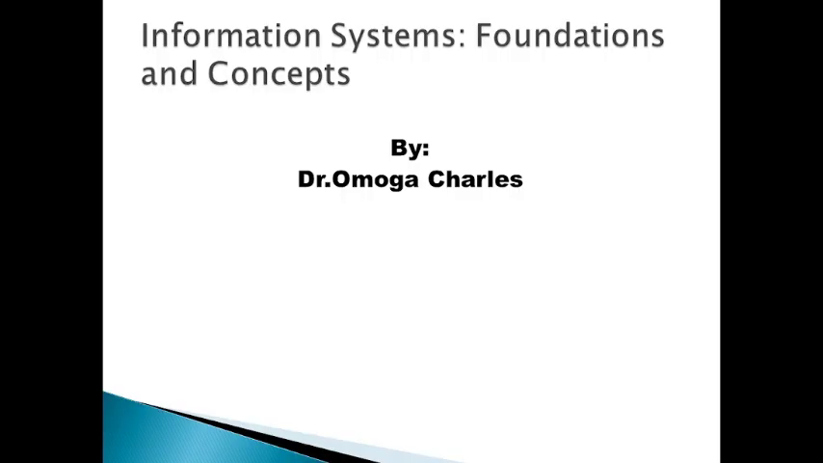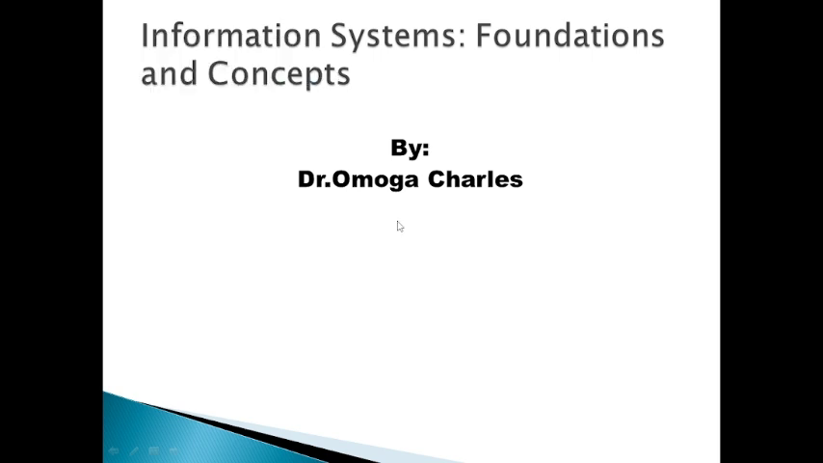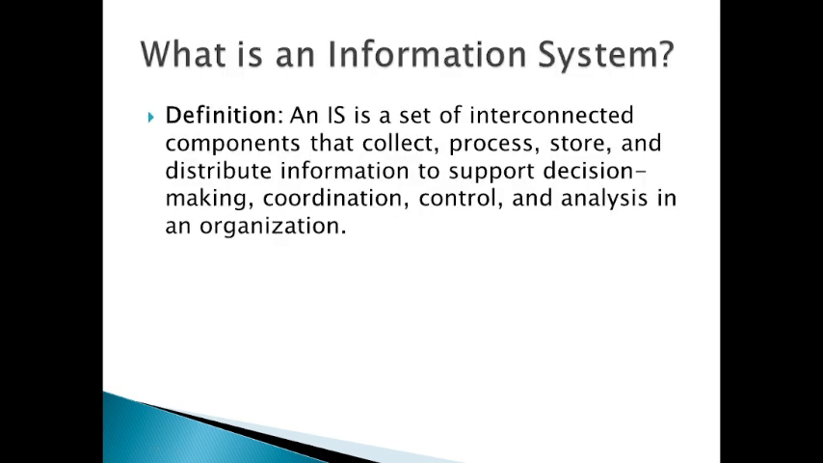At the topic, information systems, the foundation and concepts. Now, what is an information system? An information system is defined as a set of interconnected components or interrelated components that collect, process, store, and distribute information to support decision making, to support coordination, to support control and analysis in an organization.